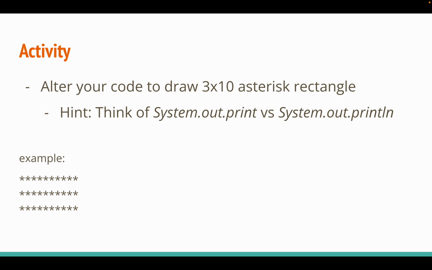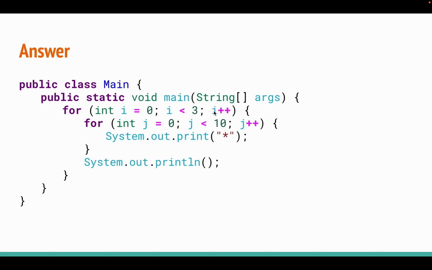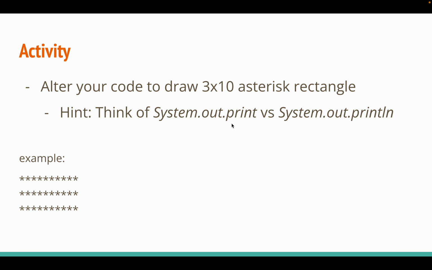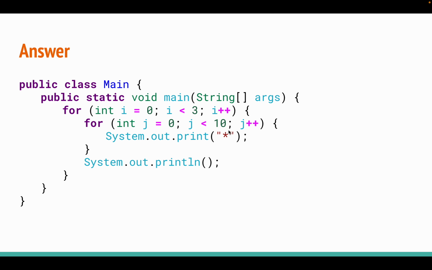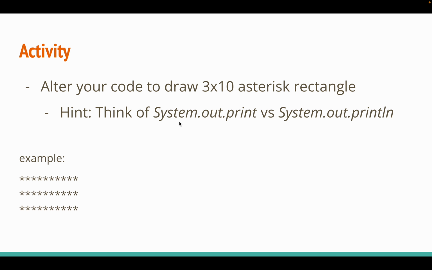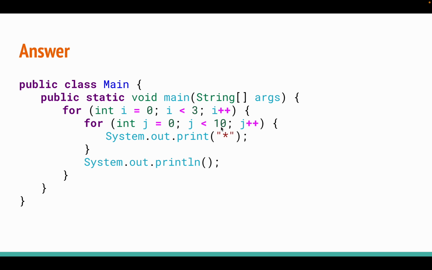Now that you've hopefully had a chance to pause and make the change to your code, I'll go over the solution. So here you can see that instead of 4 and 5, we just did 3 and 10 in order to get our 3 rows and our 10 columns.